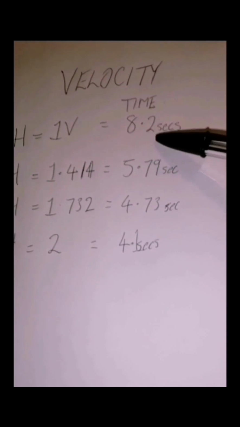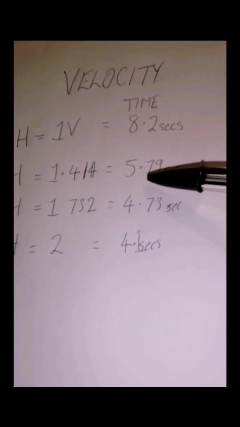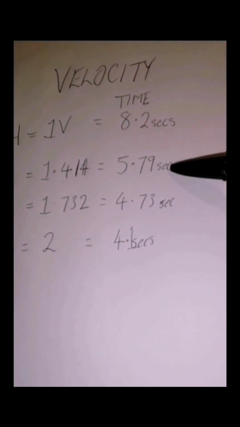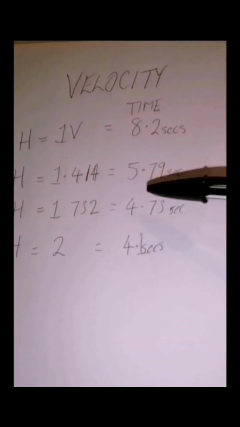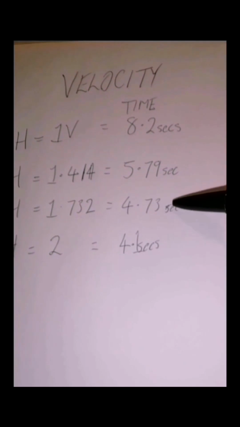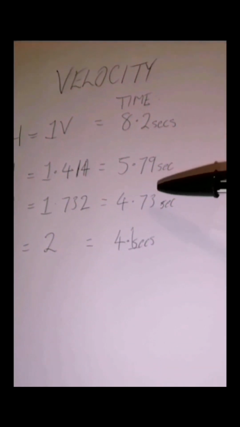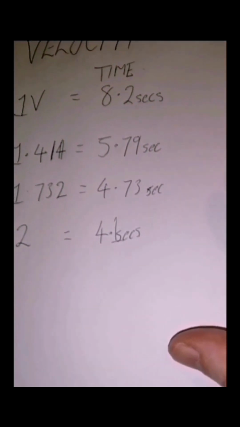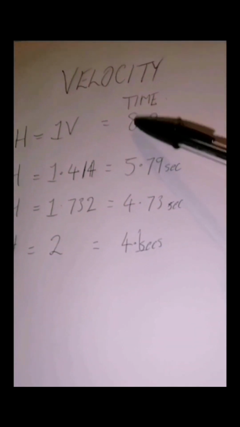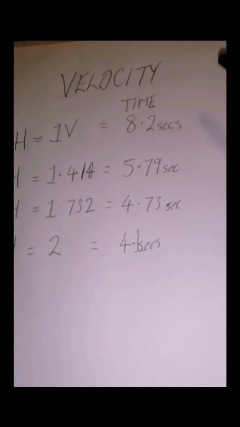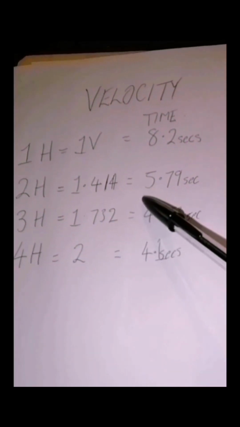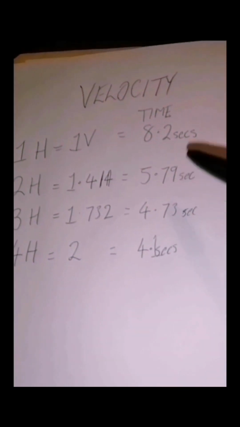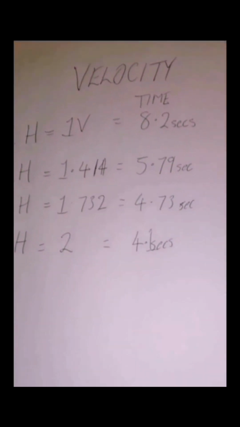From the 8.2, if we divide that by 1.414, we get 5.79 seconds. If we divide the 8.2 by 1.732, we get 4.73 seconds, and obviously half of this will be 4.1. So we'll run the 2 height one and see what we get in actuality.